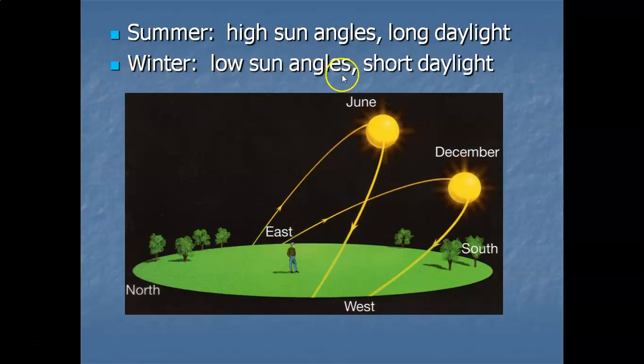All right, and then winter is the opposite. That means the subsolar point is in the opposite hemisphere. We're going to have low sun angles, and the sun's rays are going to be spread over a longer area or greater distance. It's much less intense. And if you're tipped away from the sun, you're going to have short periods of daytime and less heating.